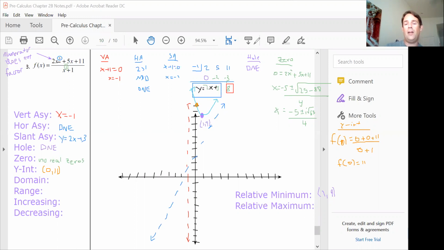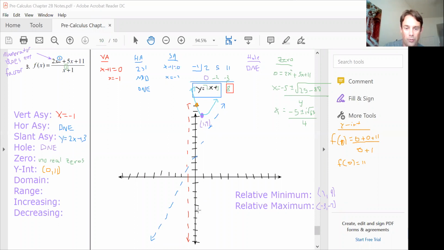The relative maximum is the top of a hill. Well, our hill's down below the x-axis. Turned out our relative maximum is -3, -7. Remember, relative minimum is the bottom of the valley. That's when the graph goes from decreasing to increasing. Relative maximum is the top of a hill. It's where the graph goes from increasing to decreasing.